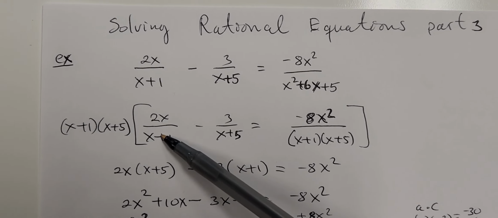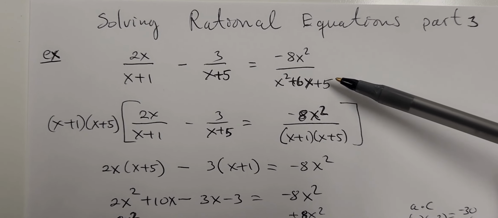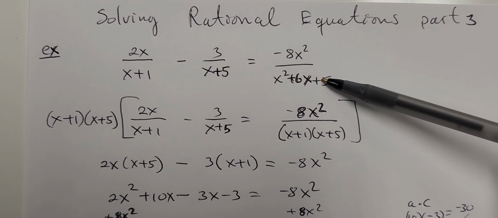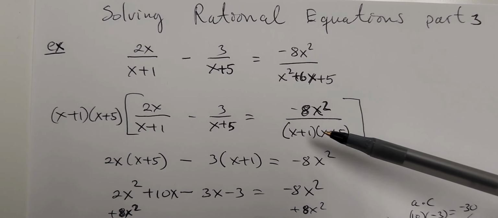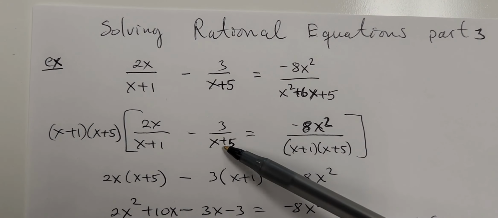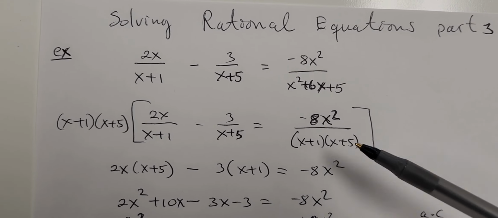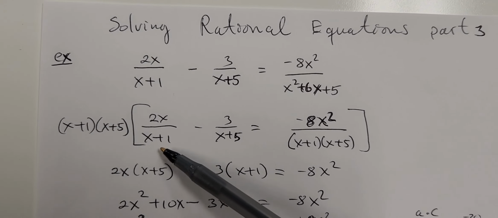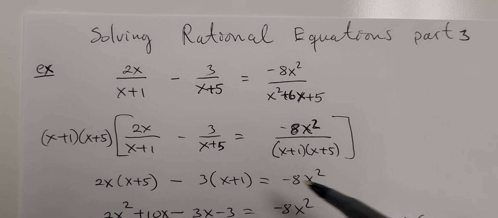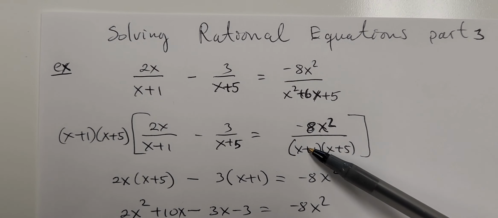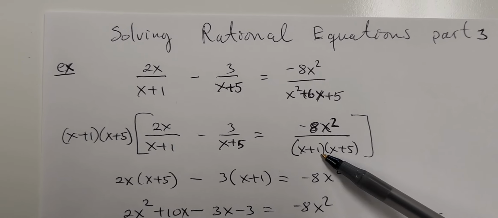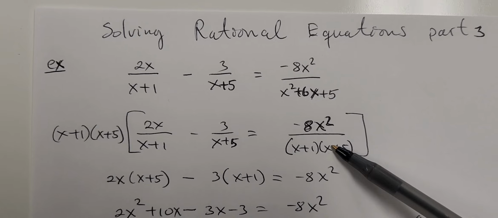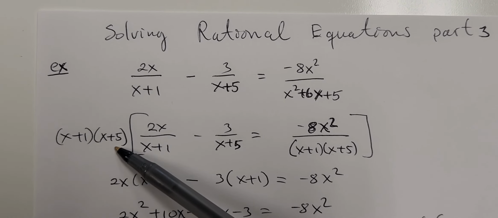One more time. This is already factored. This is already factored. This is not factored, so we need to factor x squared plus 6x plus 5 into x plus 1, x plus 5. Now we know what the denominators are. We use the denominators to multiply so that we can cancel the denominators later. Here I have x plus 1, x plus 1. Since they are repeated, we just need to write it one time. x plus 5 are repeated, so we just need to write it one time.